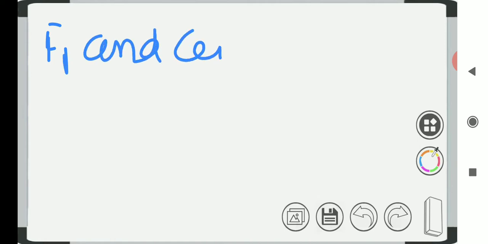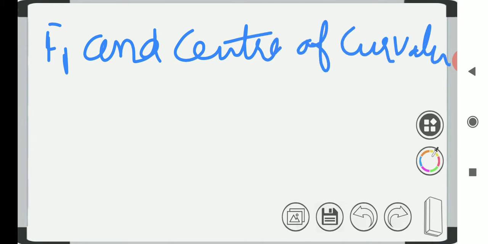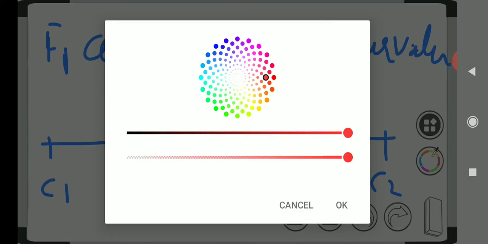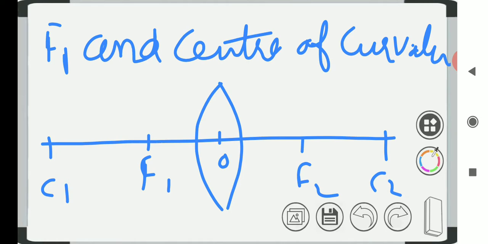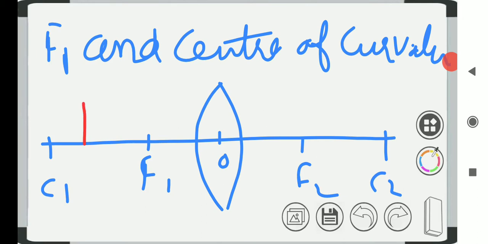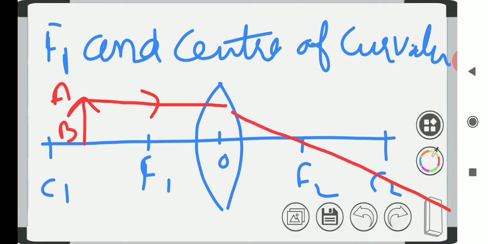The second case that we will discuss is when the object is between F1 and the center of curvature. So this is the optical center, and this is F1, this is C1, this is F2 and this is C2, and let us place the object between the center of curvature and the first focus point. This is AB. The first ray of light parallel to the principal axis passes through the focus point.